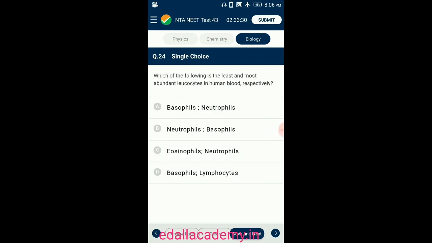Question number 24. Which of the following is the least and most abundant leukocytes in human body respectively? The correct ascending order of the different leukocytes of blood is basophils, eosinophils, monocytes, lymphocytes, neutrophils. Neutrophils are about 60% to 65% of the total WBC and are major phagocytic cells of the blood. So the answer for this question is option A, basophils, neutrophils.